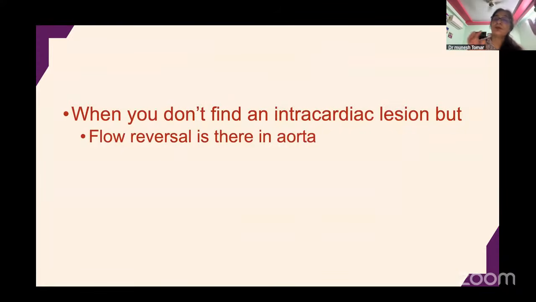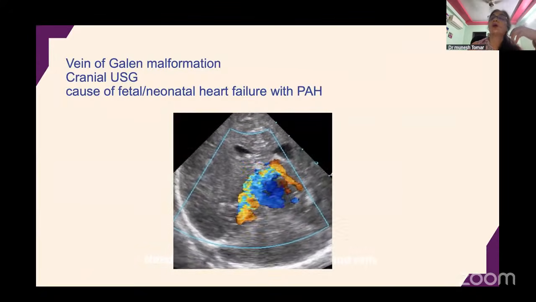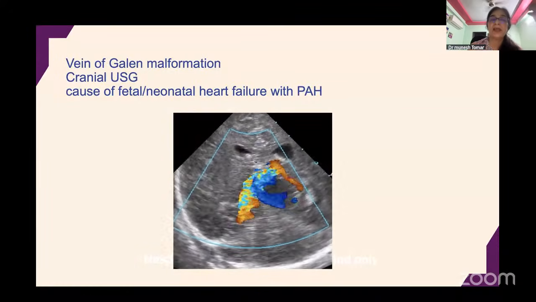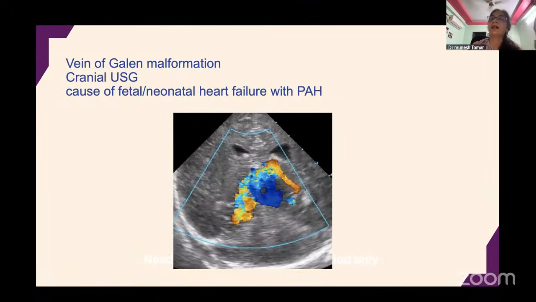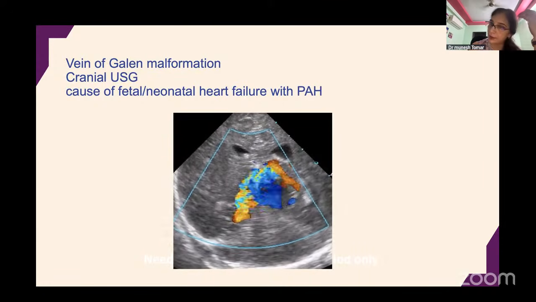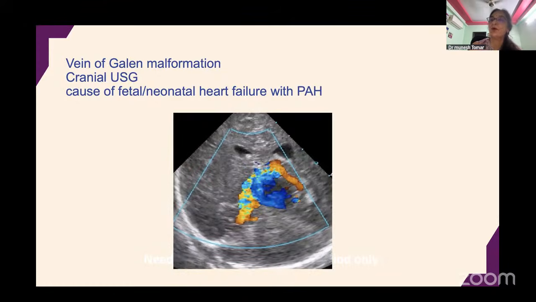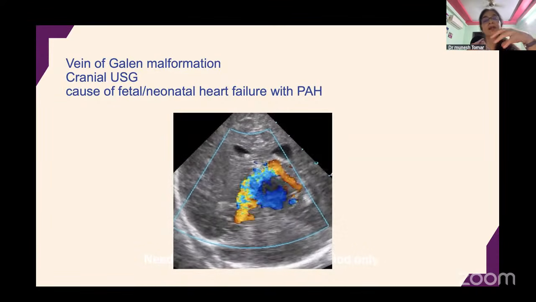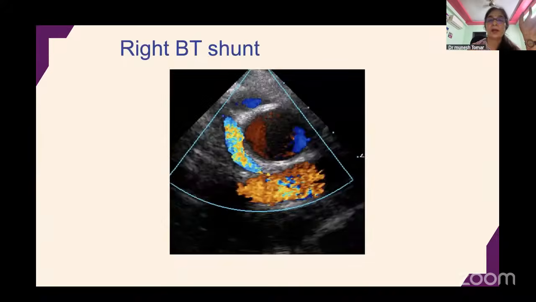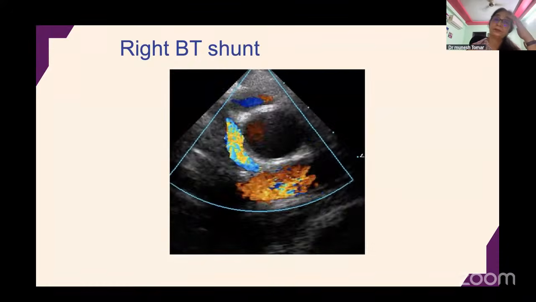Flow reversal: when you don't find an intracardiac lesion, then you have to look for the hemodynamic issues or the extracardiac issues like vein of Galen malformation. So when you put your probe over the aorta, there is flow reversal. Intracardiac, there is nothing to explain that. You have to put your probe over the cranium of the baby. These are basically newborn infants presenting with cardiac failure, and this entity needs to be dealt with by the neurointerventionist, and we have to involve them to close these by coil closure of the vein of Galen malformation.